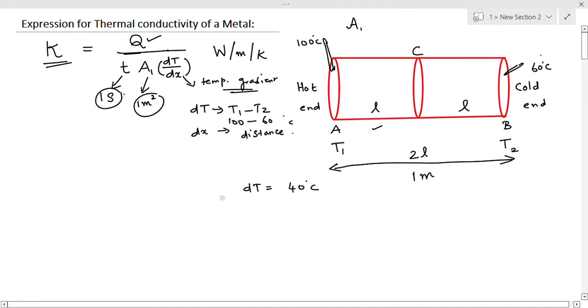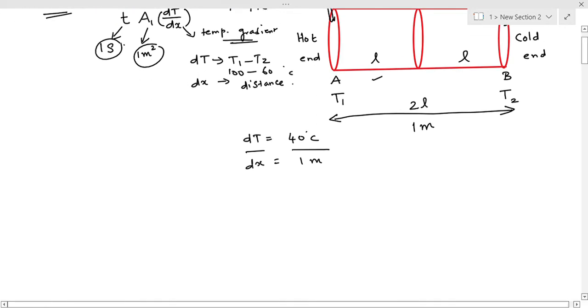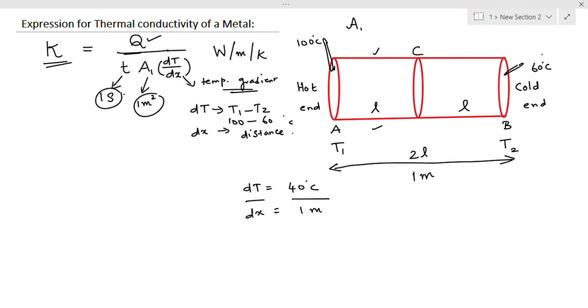For simplicity, I am explaining this. dx is 1 meter. So dt by dx is the temperature difference with respect to distance. We can even take it as thickness if we measure it along the thickness, but now it is about the length. So the definition is over. The unit is watt per meter per Kelvin. Now the expression for thermal conductivity of the metal.